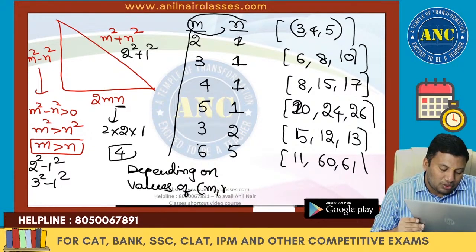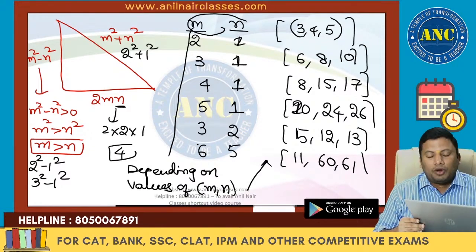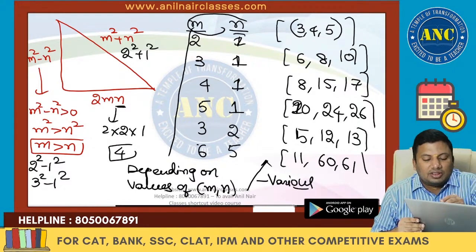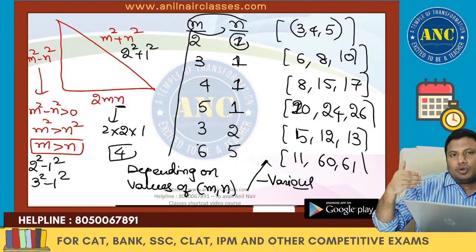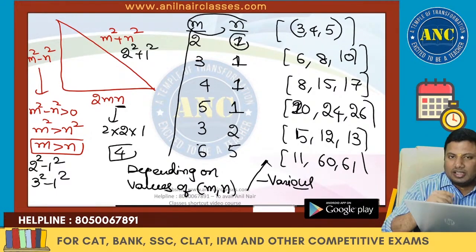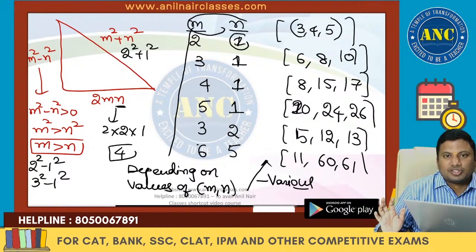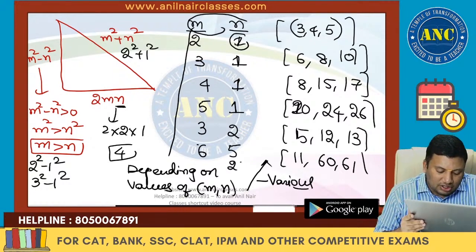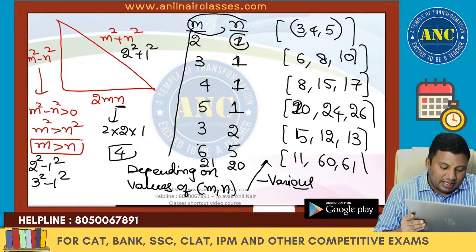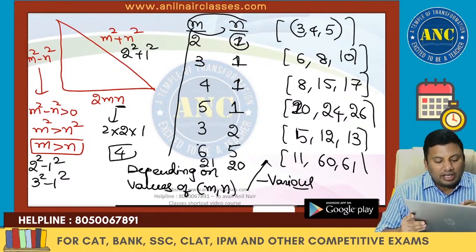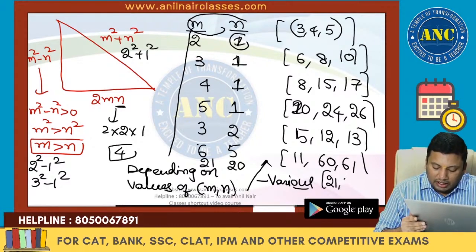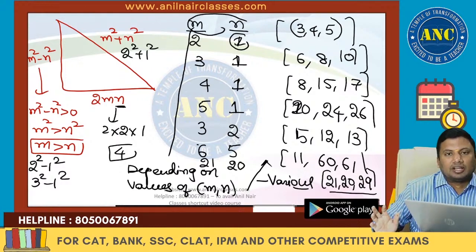Depending on the values of m and n, you will keep on getting various Pythagorean triplets. I just started with n is 1, m is 2, m is 3, m is 4, m is 5. Like that I have taken some Pythagorean triplets. I hope it is clear. Suppose if n is 20, m is greater than n, 21. So 20 square plus 21 square, right? Which is nothing but 21, 20 and 29. We got another Pythagorean triplet.